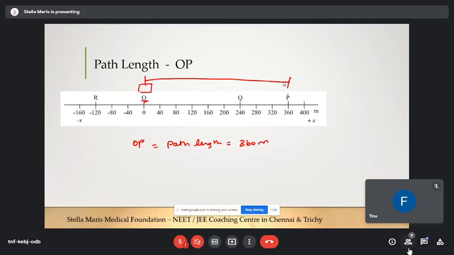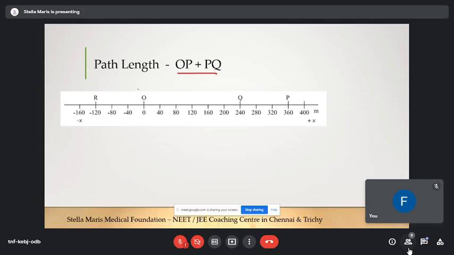After completing this 360 meters, the car was here. It went from here to here, here to here, and has come here. So what is the distance from P to Q? That is 40 meters, right? 40, 40, and 40. So P to Q is 40, 40, 40, that is 120 meters. So it is nothing but 480 meters, the total path length.